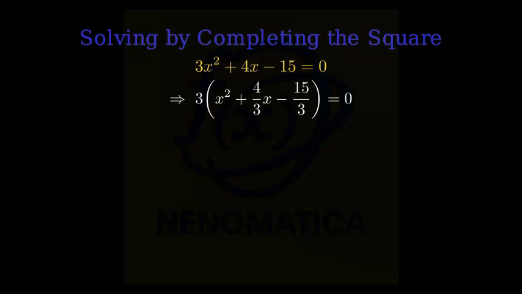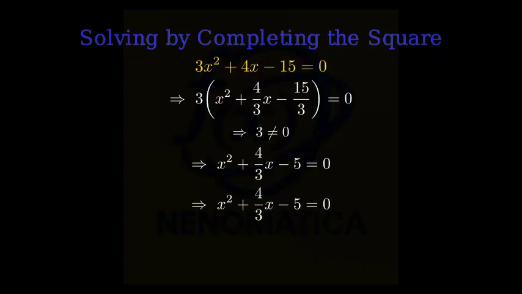Step 2. Since 3 is not equal to 0, the factor inside the parentheses must be 0. Write 3 not equal 0, and x squared plus 4 thirds x minus 5 equals 0. We restate the same equation to follow the given layout. x squared plus 4 thirds x minus 5 equals 0.